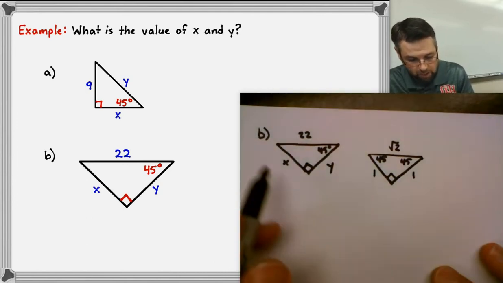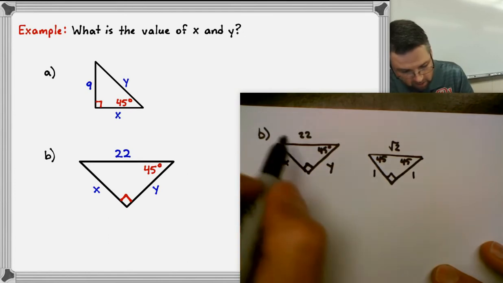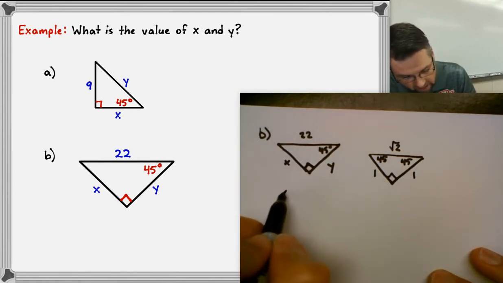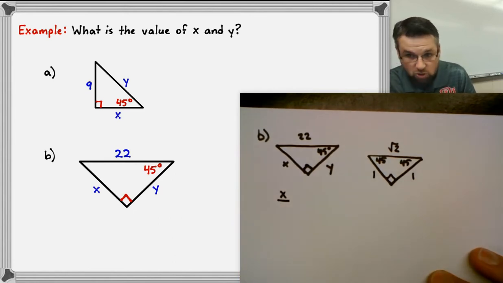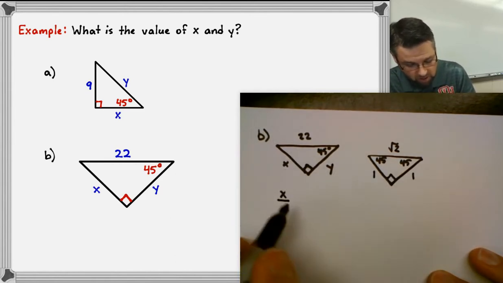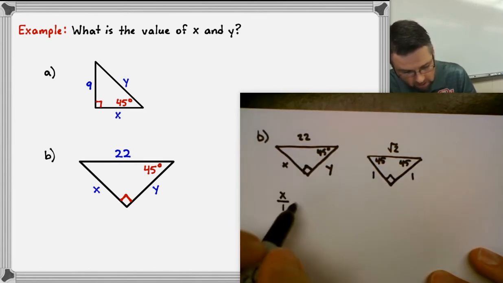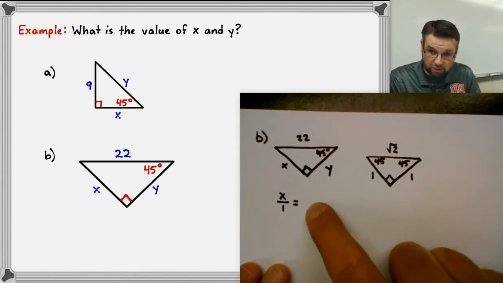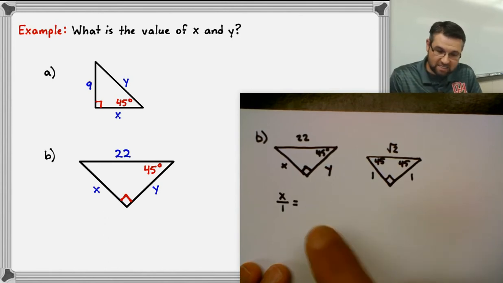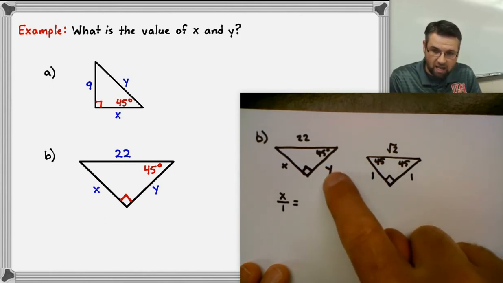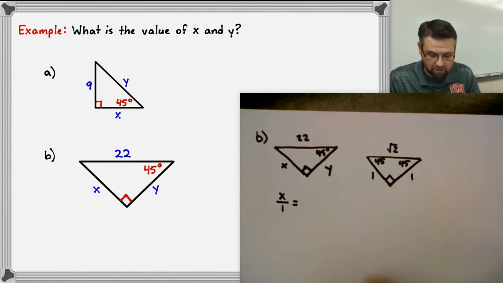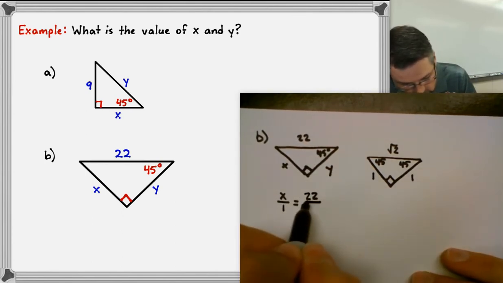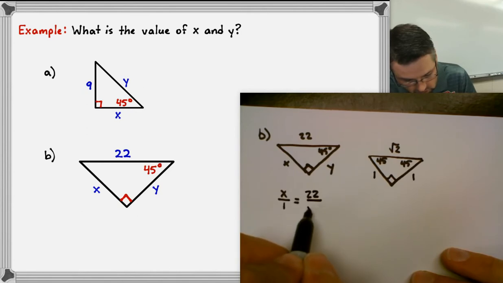From here, we'll set up ratios. So we'll pick a side here. I always like starting with a variable. X, what does X correspond with in the other triangle? X corresponds with the 1. And that will be equal to another ratio that doesn't have variables in it. So I don't want the y there, because then I can't solve it. I got 22 here, so x over 1 equals 22 over rad 2.